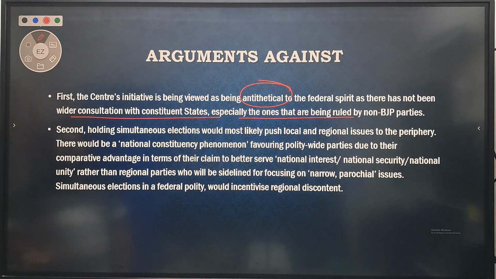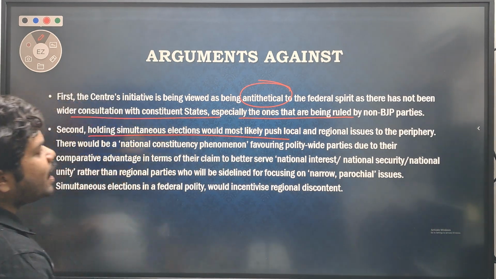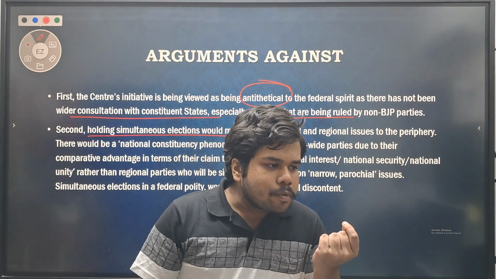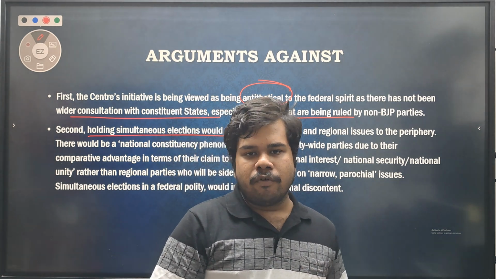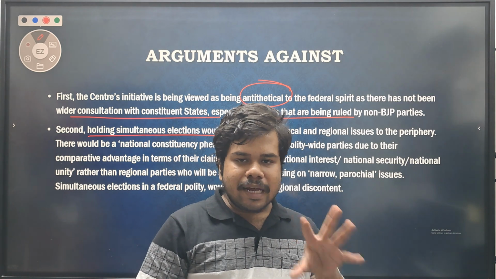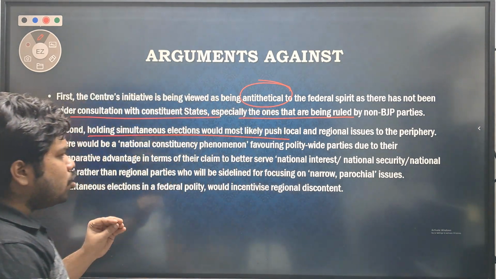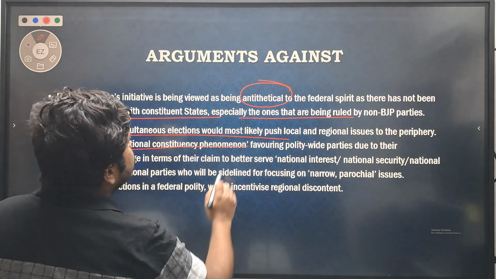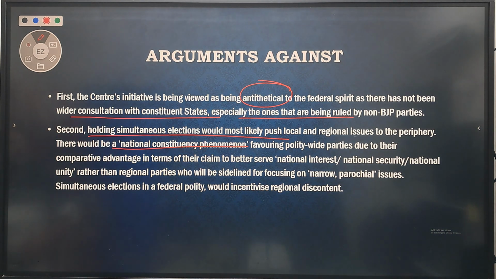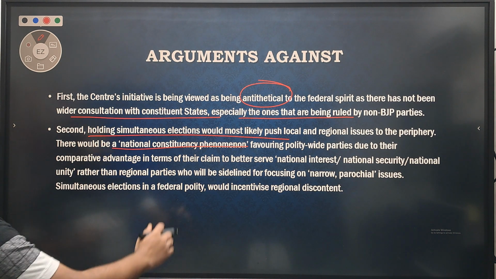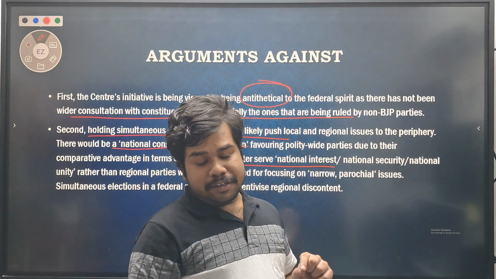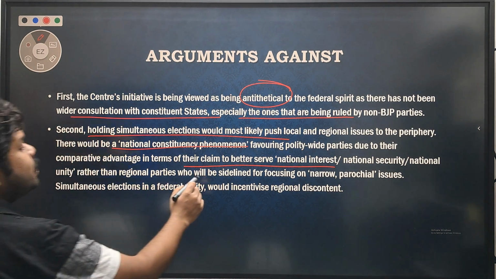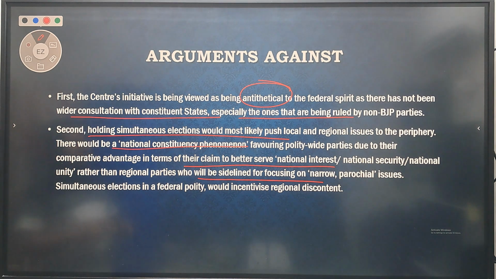Second, holding simultaneous election would most likely push local and regional issues to the periphery. All of the parties will demand votes from voters focusing on the national issues or the larger issues. So the regional issues may come to the periphery. There would be a national constituency phenomenon favoring nationwide parties due to their comparative advantages in terms of their claim to better serve the national interest, national security, national unity, all these things, rather than regional parties who will be sidelined for focusing on narrow parochial issues.